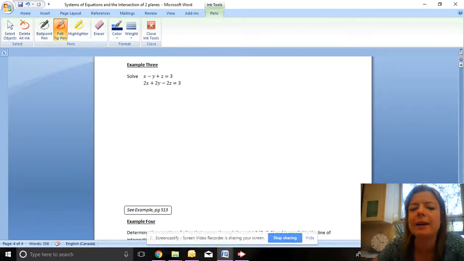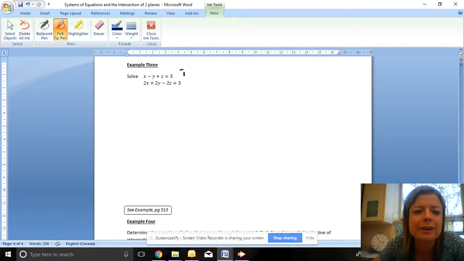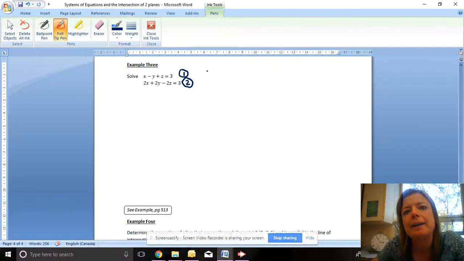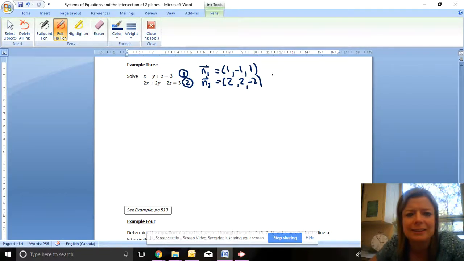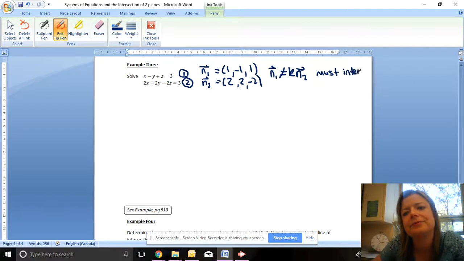Okay, this is a bit more abstract. I'm going to warn you. There might be a little step in here that you're uncomfortable with. I'll do my best to explain why it works. But if you're still having trouble, make sure you talk to me in class. So our first normal is 1, -1, 1, and our second normal is 2, 2, -2. So it looks like they could be scalar multiples, but they're not. Okay, so they are not scalar multiples, so they must intersect along a line.